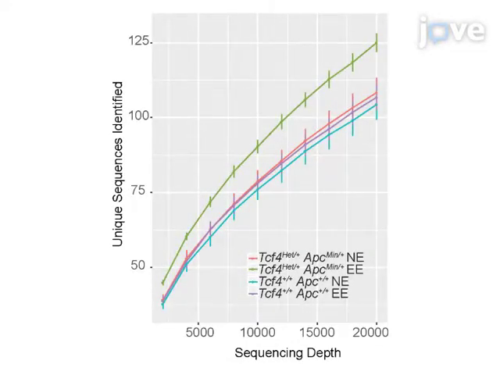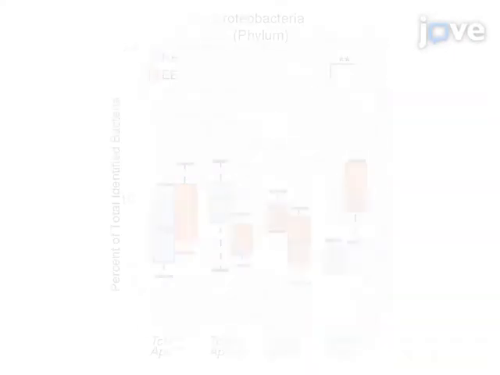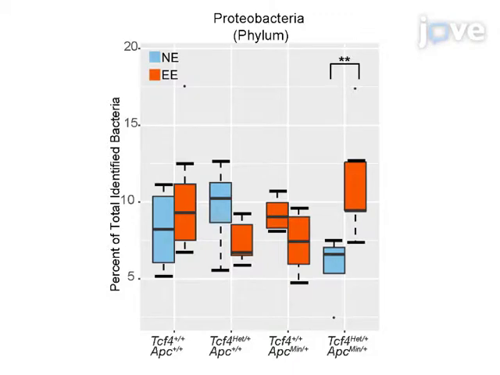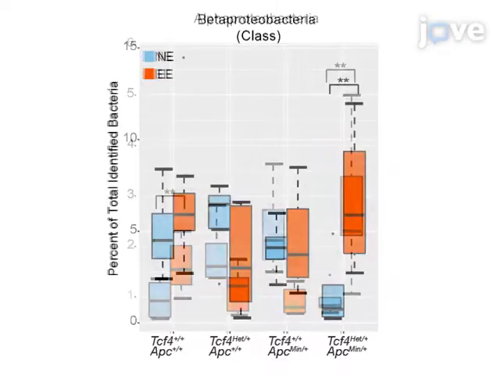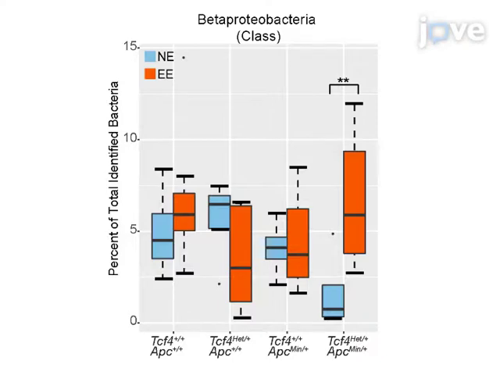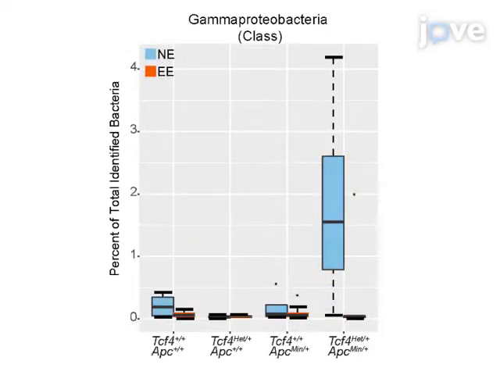Interestingly, enhanced environments do not improve biodiversity in wild-type animals, but they vastly increase biodiversity in tumor-bearing animals. This demonstrates the sensitivity of the method. This increase in biodiversity was attributed to an increased presence of the phylum Proteobacteria, with significant increases in the classes alpha Proteobacteria and beta Proteobacteria, and a decrease in pathogenic gamma Proteobacteria.